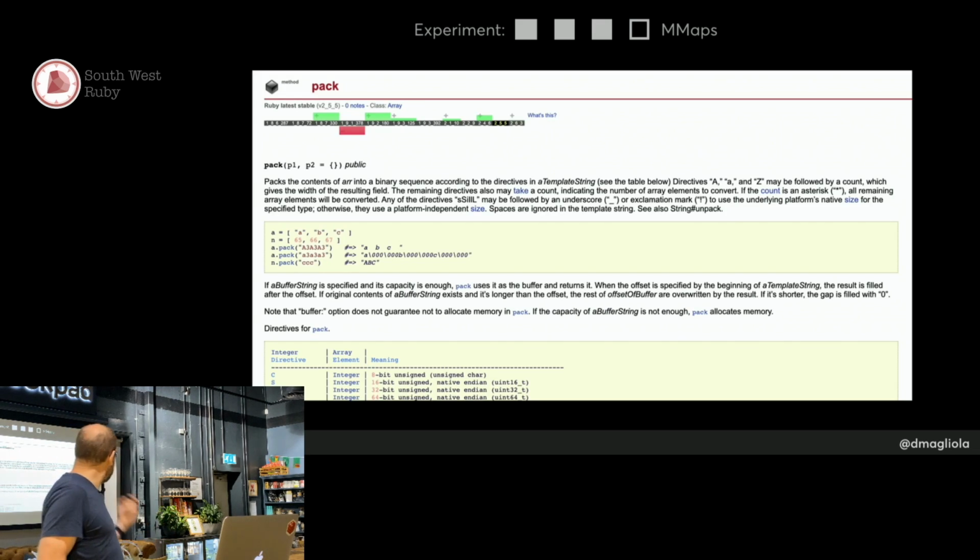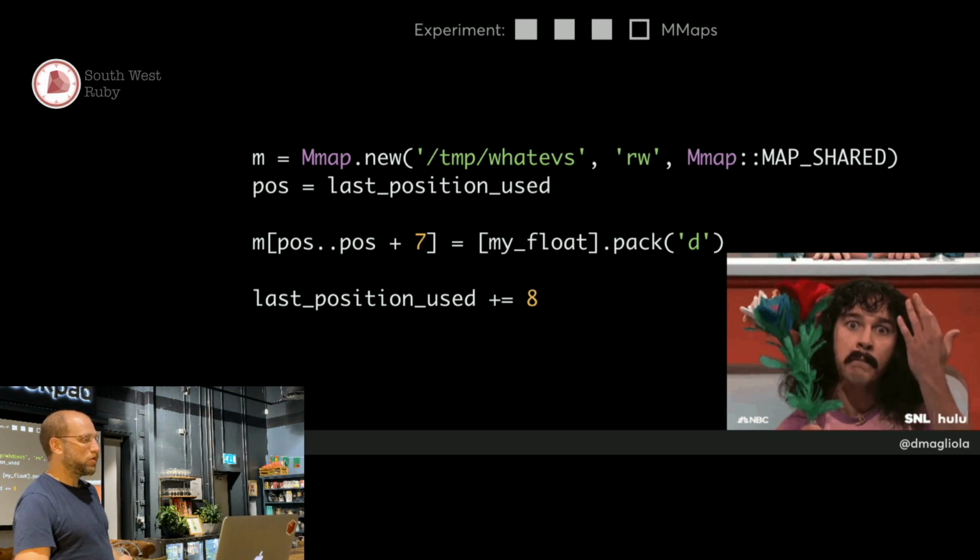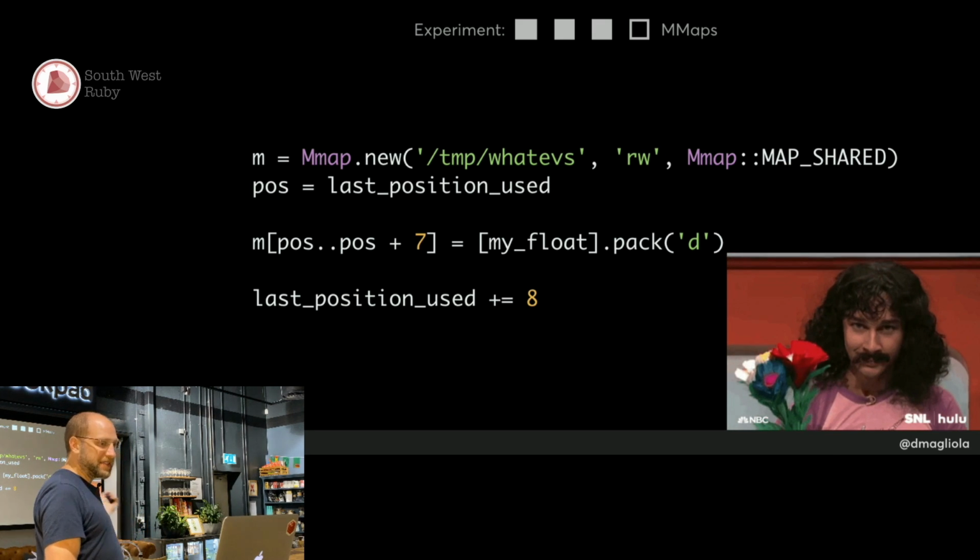To do that, you use these methods pack and unpack, which will turn your Ruby stuff into bytes and then back into Ruby stuff again. But if you've never heard of pack and unpack, don't look them up. Keep the innocence. It's really nice to not have to know about this. But in our case, we have a float, and we want to write it into this m thing. So we pack our float into bytes, and that takes 8 bytes, and then we set the positions in the array, and we're done, right? Magic. Couldn't be simpler.